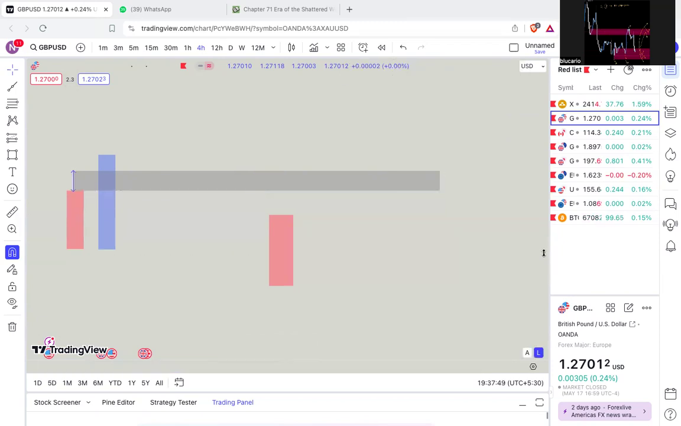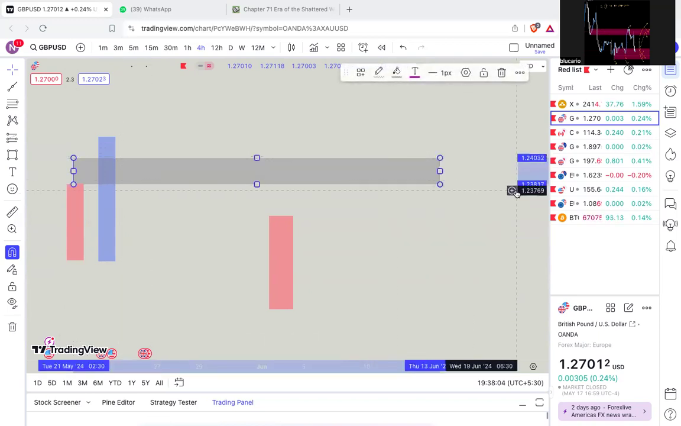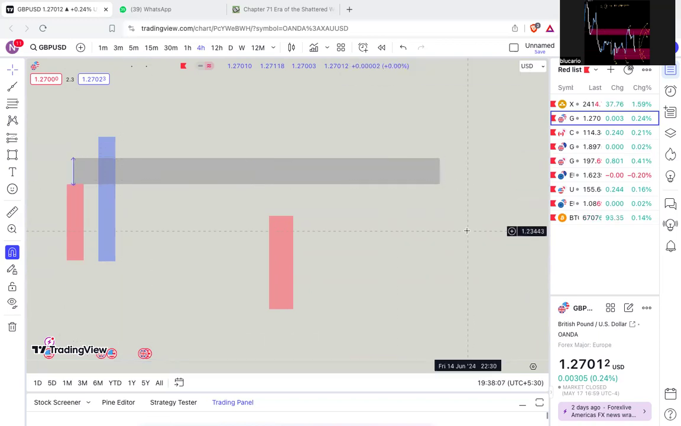like this. If it is an engulfing buy fail, you should mark the uppermost part. And if it is an engulfing sell fail, you should mark the bottommost part. You should mark the uppermost wick part. You see this, like this.